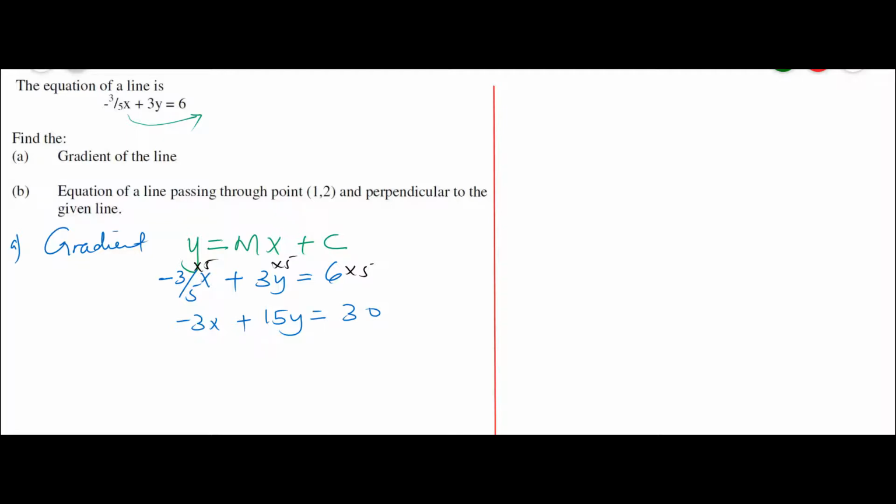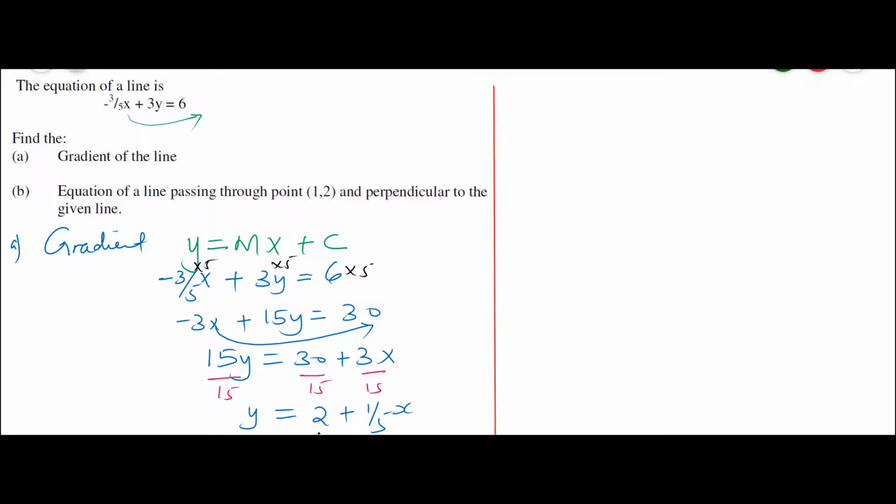So we take this one to this side. We get 15y is equals to 30 plus 3x. Then we divide all through, we divide by 15. Can divide this one by 15, by 15, by 15. And this one will give us y is equals to 2 plus 1 over 5x.